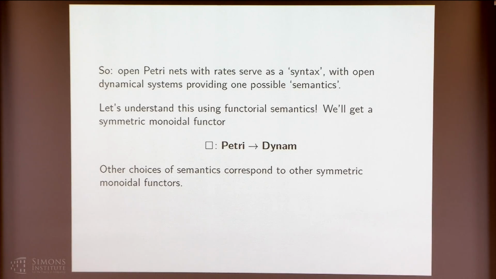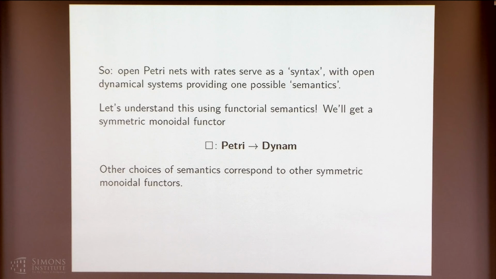So open Petri nets here are serving as a syntax, with these differential equations, which you could call an open dynamical system, providing one possible semantics of them. So in the idea of functorial semantics, we'd like to get a symmetric monoidal functor from the symmetric monoidal category Petri to some other one, which I'll call Dynam, where the morphisms are open dynamical systems.